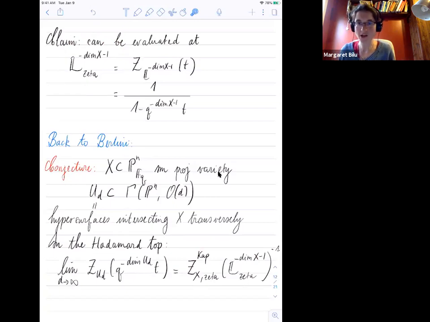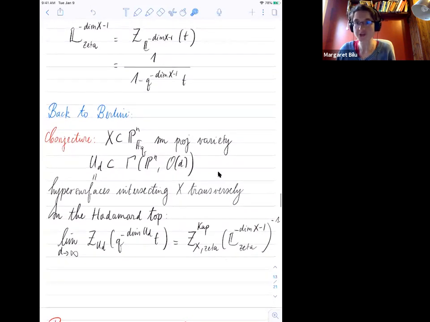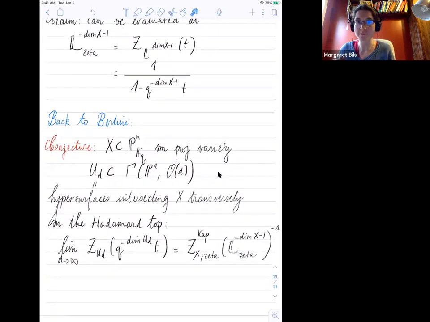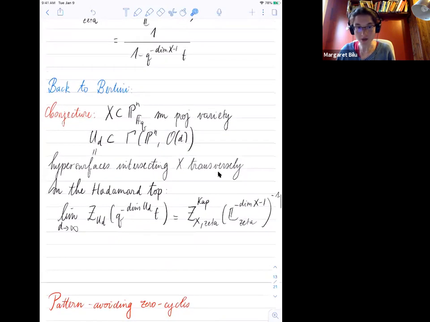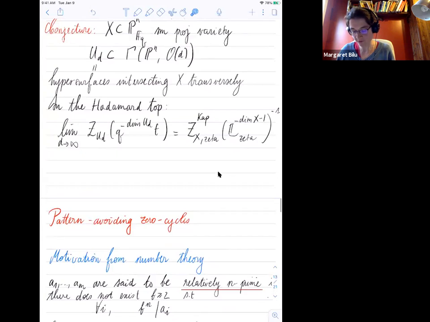So that's all I wanted to say about the Bertini theorems. And so in the last part of the talk, I'm just going to talk about a type of problem where we actually managed to prove Hadamard convergence, and in a pretty surprising manner. So the topic is pattern avoiding zero cycles.